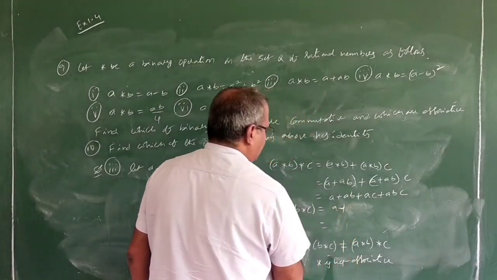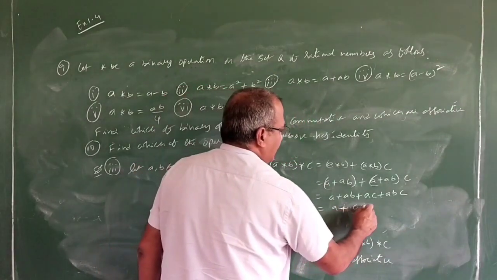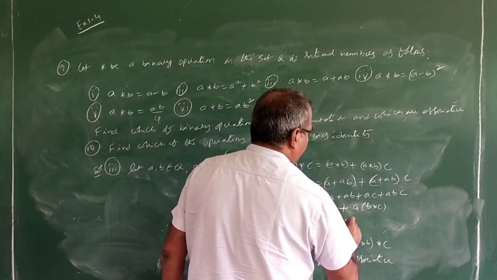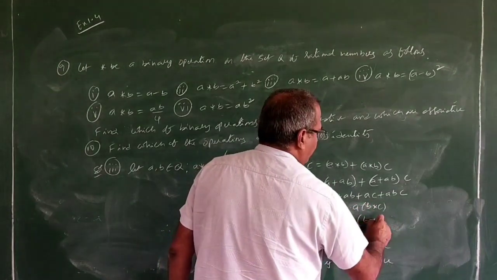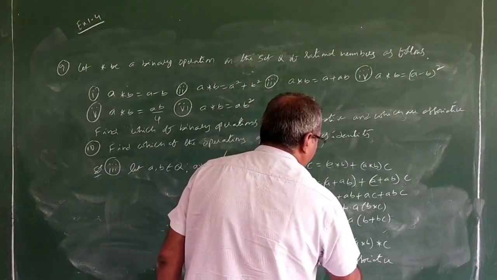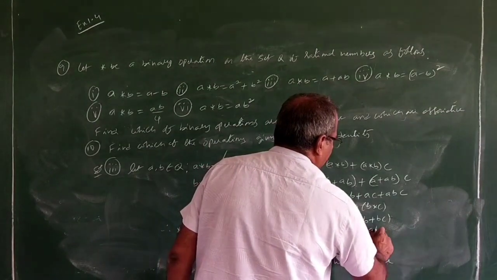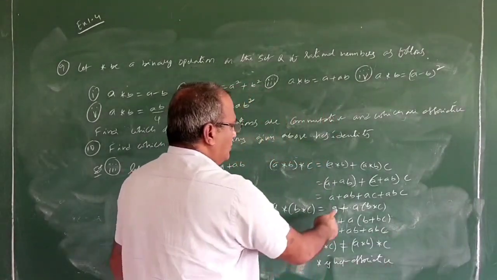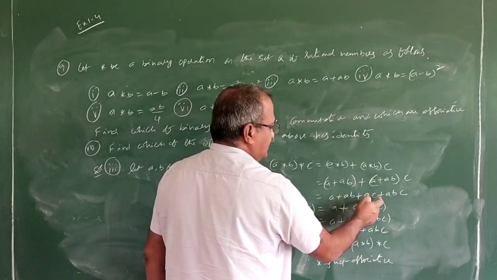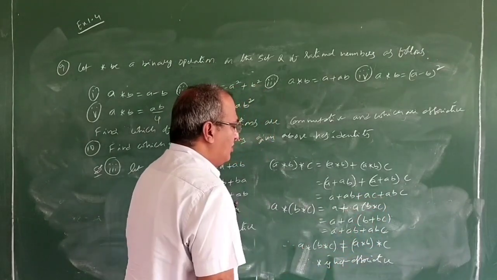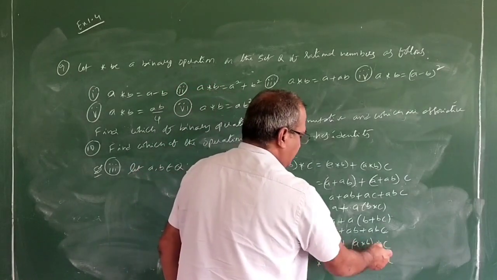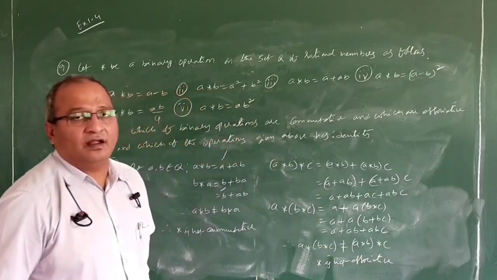A plus AB. AB means A into B star C, which is equal to A plus A of B plus BC, which is equal to A plus AB plus ABC. So A plus AB, ABC, A plus AB, ABC. The AC extra is there, but here AC is not there. So A star of B star C is not equal to A star B star C. Therefore, star is not associative.